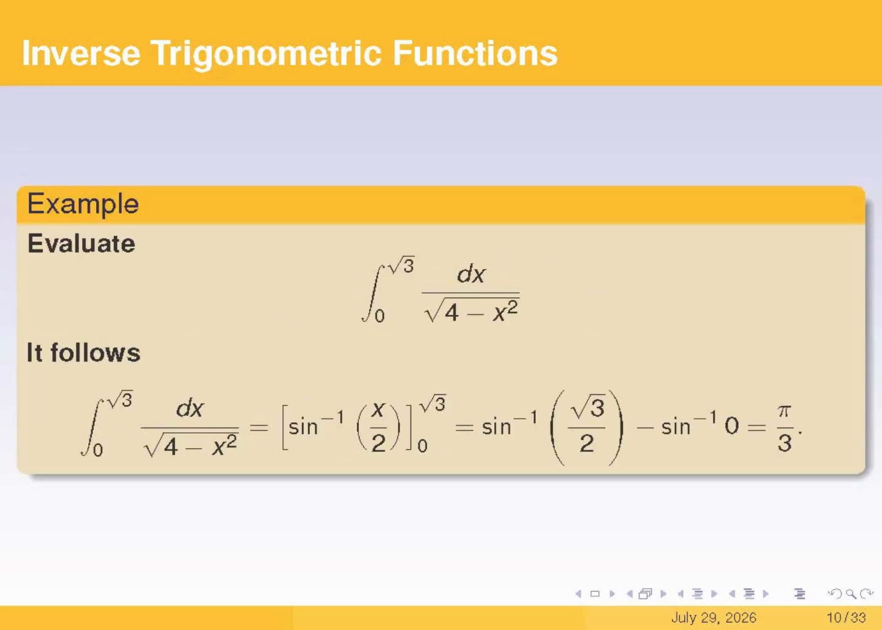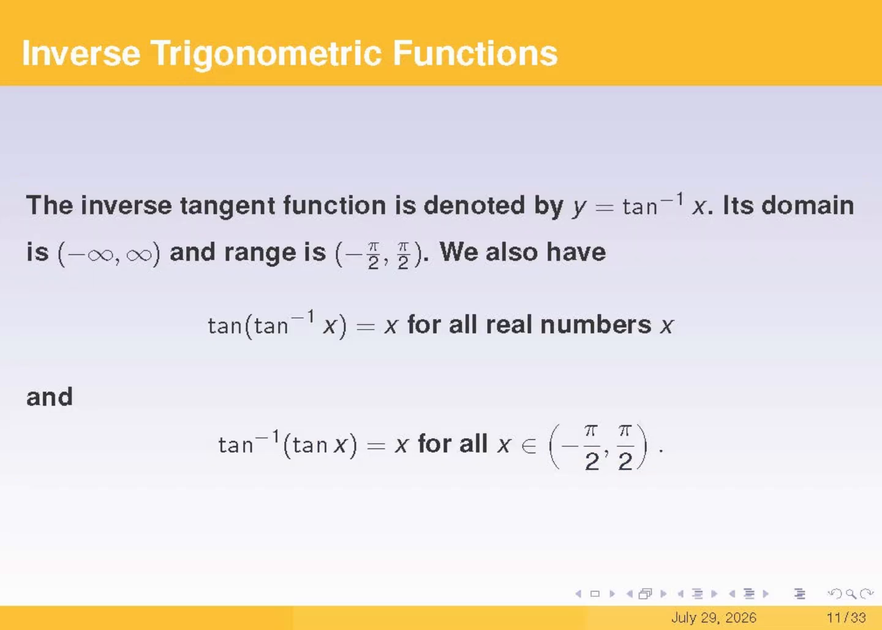In this example, we need to evaluate the definite integral on line 2. Using the integration formula from the previous slide makes it pretty straightforward to get the answer. The calculation is shown on the bottom line, where we simply use the properties of arcsine to finish up. Next, let's talk about the inverse of the tangent function, written as y equals arctangent x, as you can see on line 1. Now, the original tangent function is not 1-to-1.